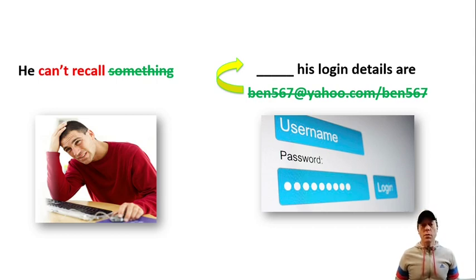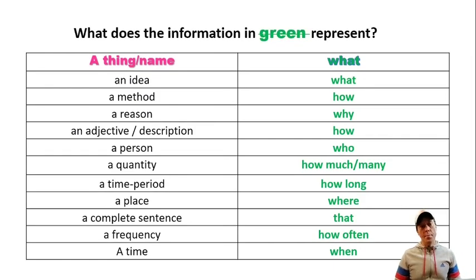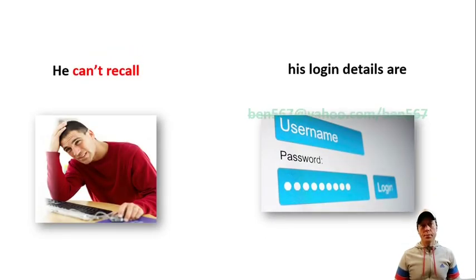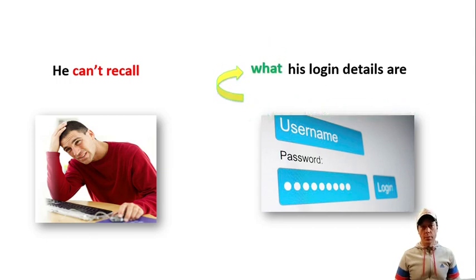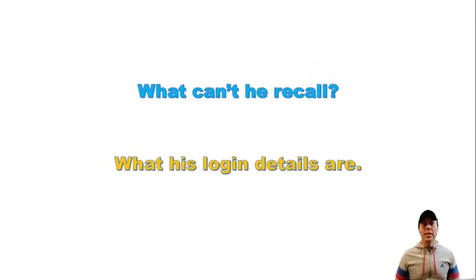Therefore, we're going to substitute it with a pronoun. What is the correct pronoun? Have a look. This time it's a name or a login detail. It's a thing. So we use the word what to substitute that information. Therefore, he can't recall what his login details are. And what is the question? What can't he recall? What his login details are.